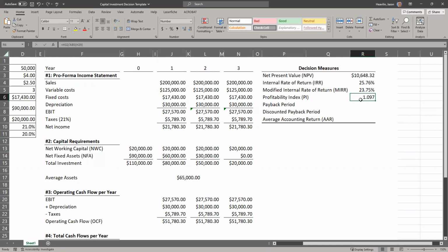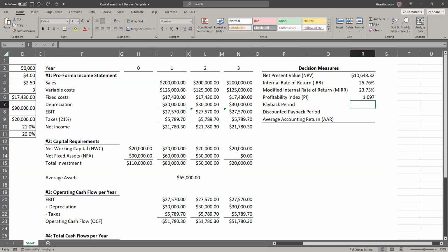However, here it's above 1. And like I said, since we use the same numbers, NPV is closely related, it just gives us different pieces of information. This one tells us that it adds value. This one tells us how much value it adds.